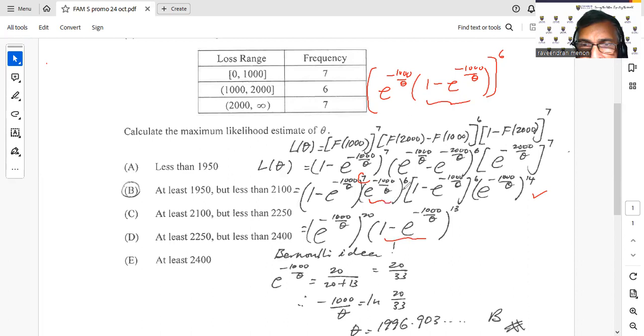Then I have this term here raised to the power of 6. This is raised to the power of 14. So I have 14 plus 6, 20. I have this thing here. So we're almost done. This is the likelihood function.